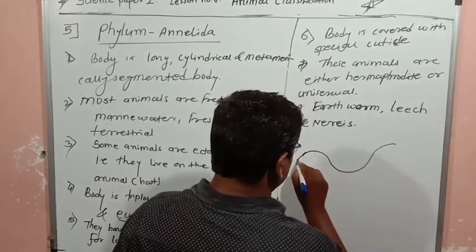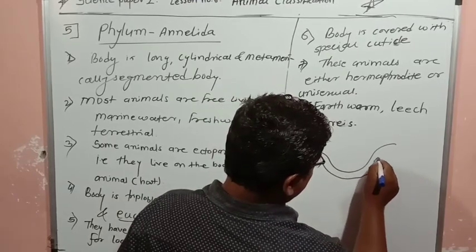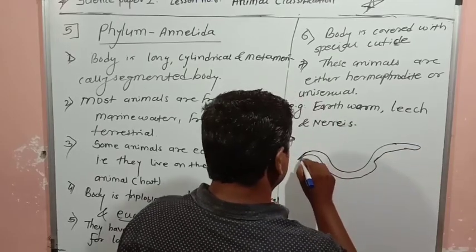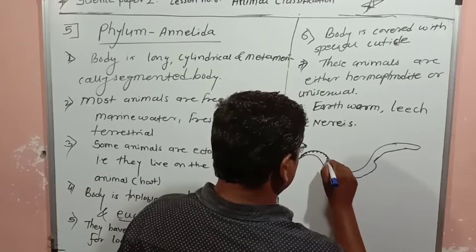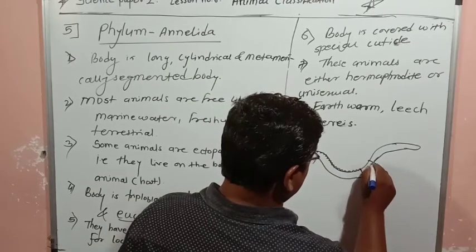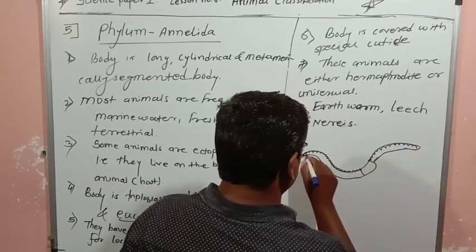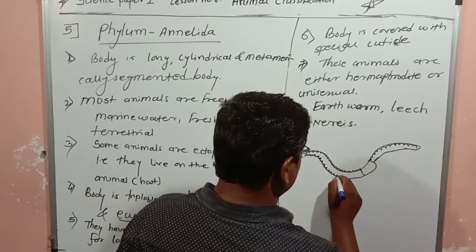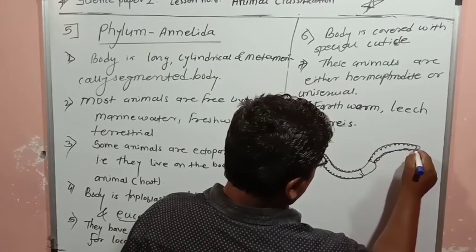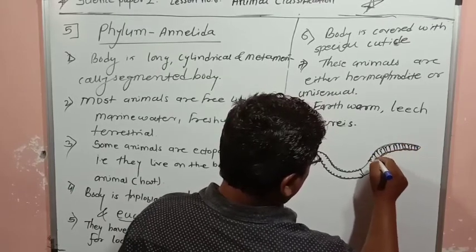So the body will be like this. In this diagram, the body is segmented. You have to show the segments in their body.